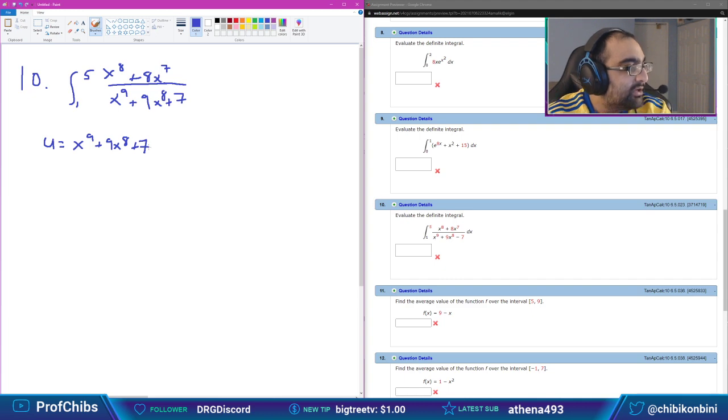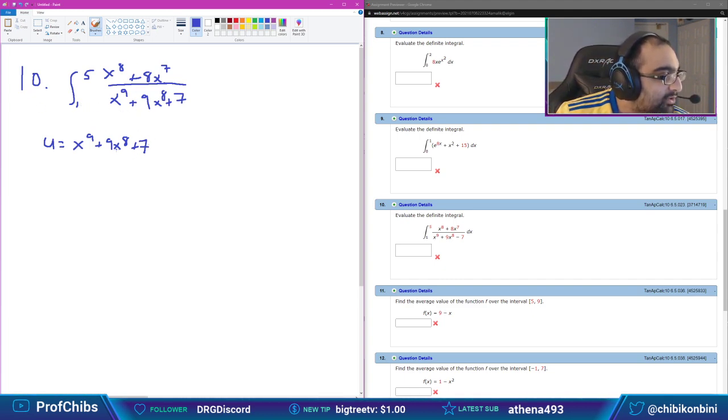So let's go ahead and see what our limits of integration are going to be. We plug in 1 for x, and we'll go with x equals 5 as well. If x equals 1, we plug it in for u. We get 1 to the 9th plus 9 times 1 to the 8th plus 7.